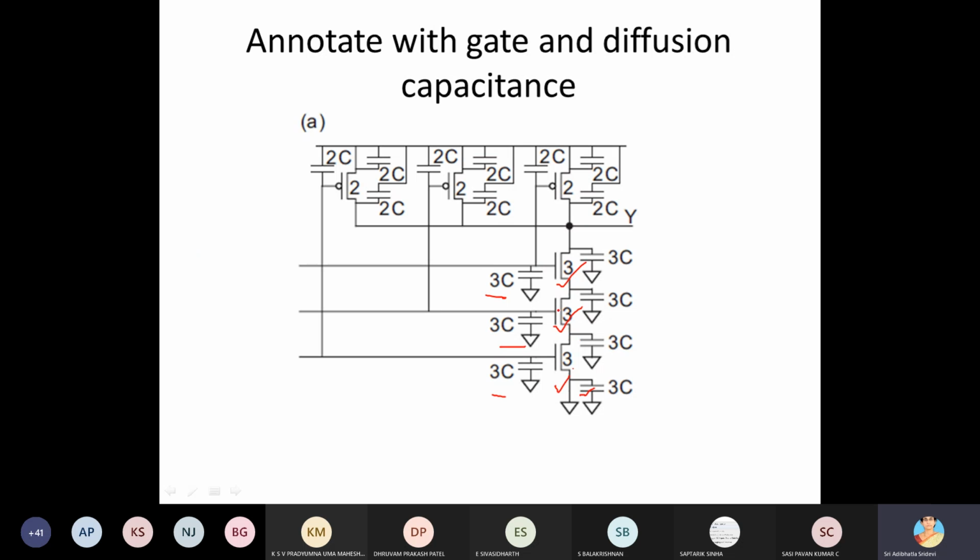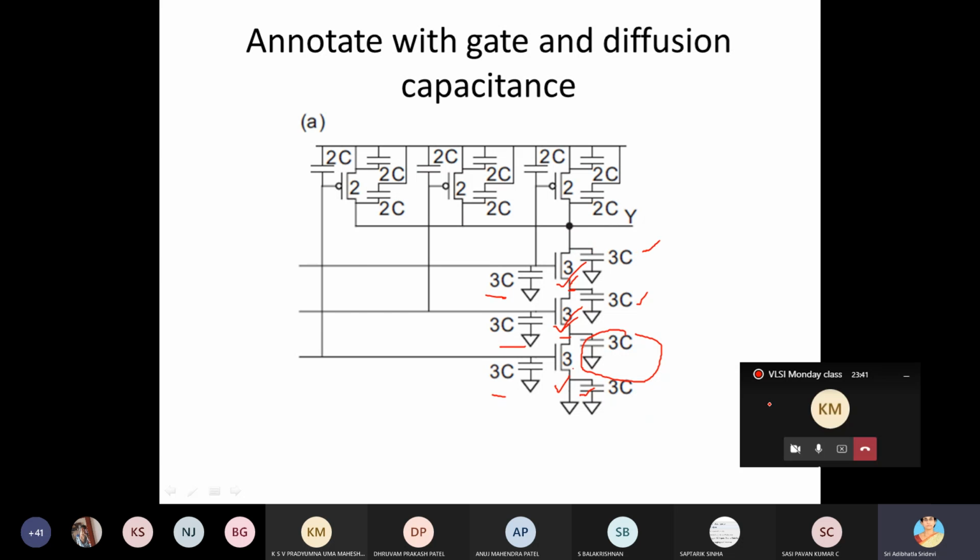If that is a merged diffusion, we have only a single capacitance for the junction of this source and this drain. Similarly for this source and this drain. So we have here 3C and here also we have capacitance. So this drain capacitance is 3C. Do you understand this? Please respond.